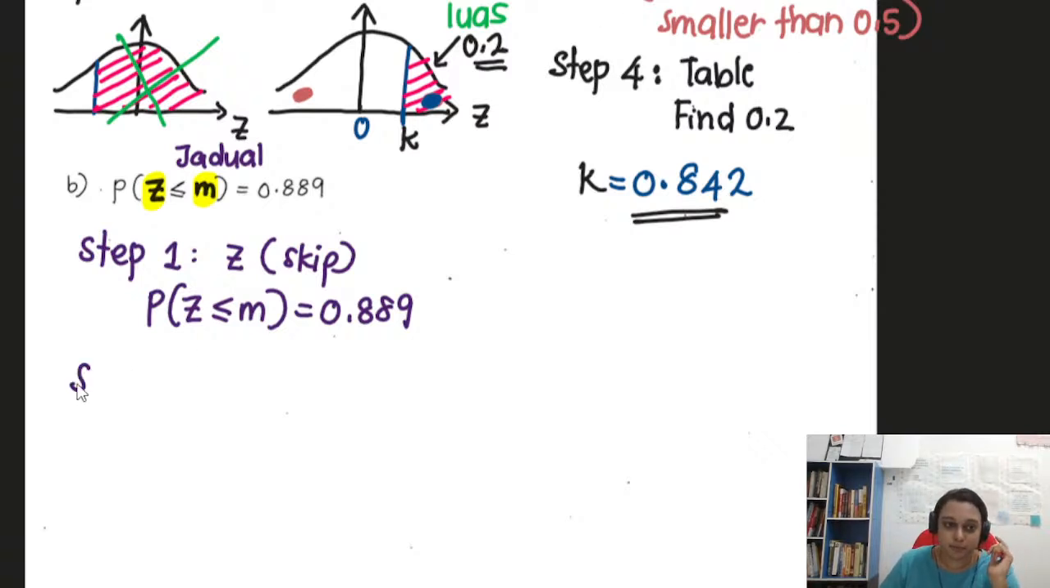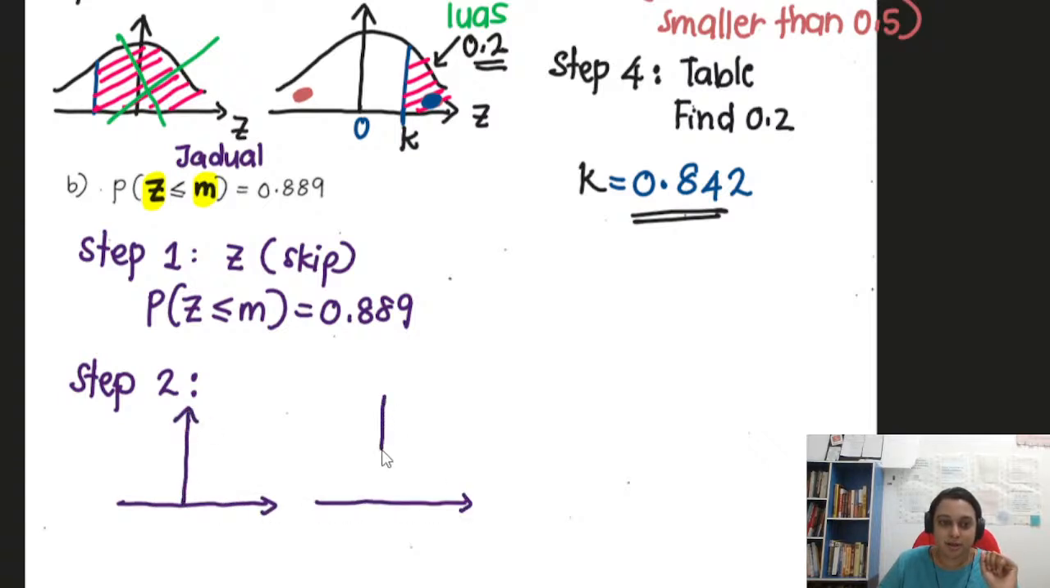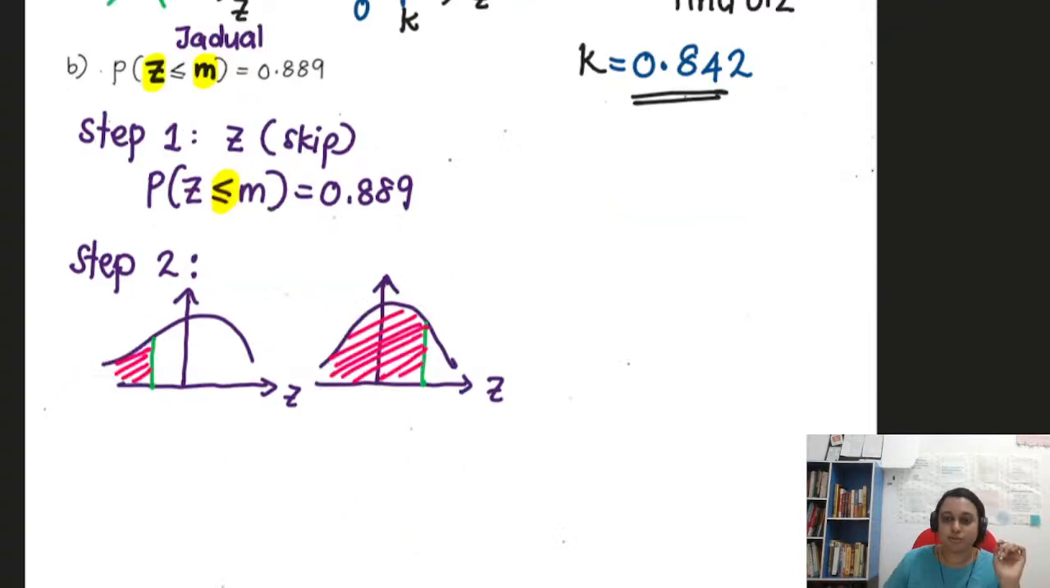Okay, step 2. Sekarang kita nak lukis. How many graph you must lukis? 2 graph. You must draw 2 graph. Draw one on the left side, another one on the right side. Draw the bell shape, both also draw. And then put a line on the left, put a line on the right. Lukis garis. So you shade first. Shade dulu sebelah kiri. Dah shade ready?